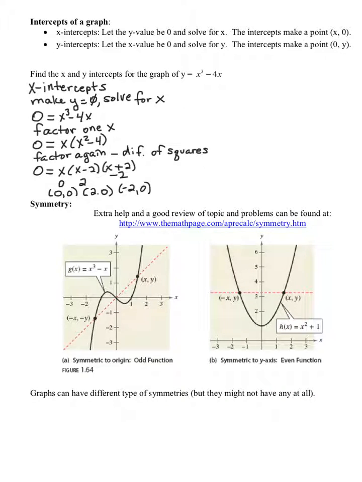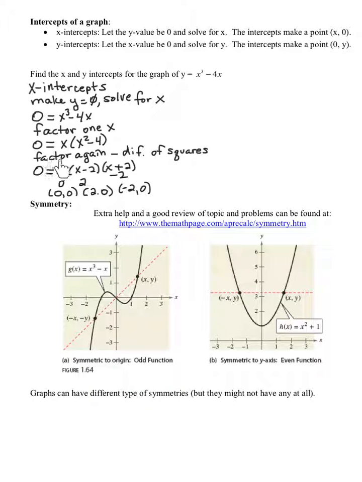To find the x and y intercepts for the graph of y equals x to the third minus 4x, we first have to make y 0 to solve for x, or make x 0 to solve for y. So let's look at the x-intercepts first. We're going to make y equals 0, and we're going to solve for x. So I put 0 in for y, and then I have 0 equals x to the third minus 4x. Well, we have to factor out one of the x's first. That gives us 0 equals x times, parentheses, x squared minus 4, close parentheses.